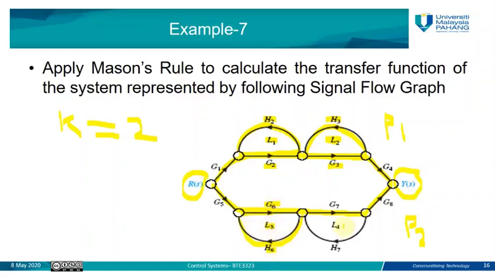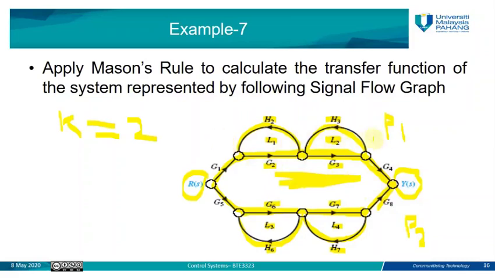The fourth loop will be loop number 4. Start from this point, go forward, then again backward to the same node. So its gain will be G7 times H7. We cannot say this big one here is a loop. Why? Because we start at this point, go there, and stop here. We do not come back. If the arrow direction is backward, we can say this is a gain. But here you see the direction of the arrow is forward, it's not backward. So we cannot say this area represents any gain for our signal flow graph. So we have only 4 loops.